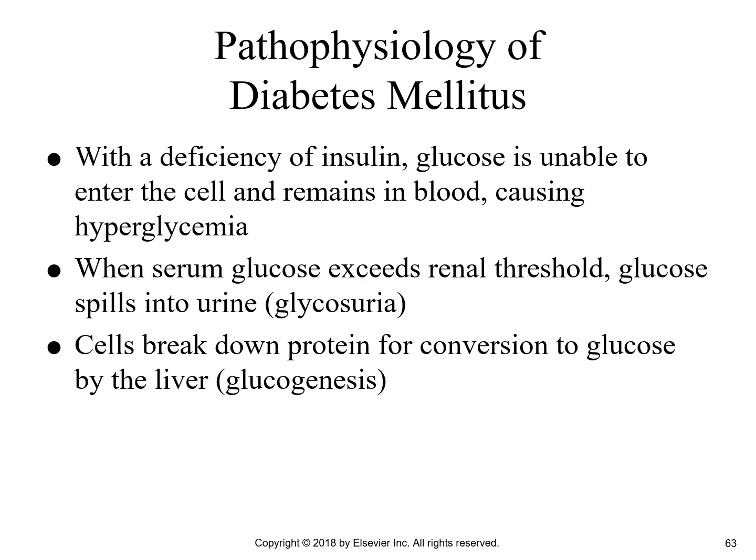Pathophysiology: with a deficiency of insulin, the glucose is unable to enter the cell and remains in the blood, causing hyperglycemia. When serum glucose exceeds the renal threshold, the glucose spills into the urine, which causes glycosuria. Cells break down protein for conservation or conversion to glucose by the liver, which is gluconeogenesis.